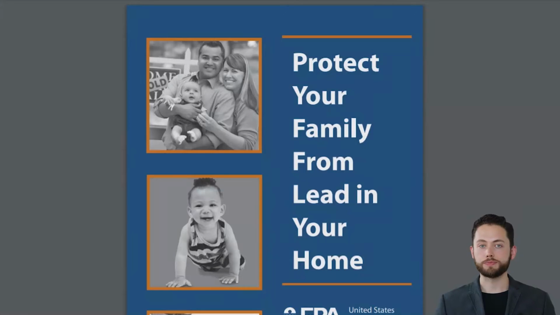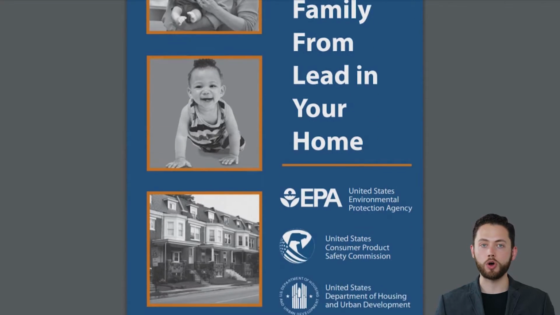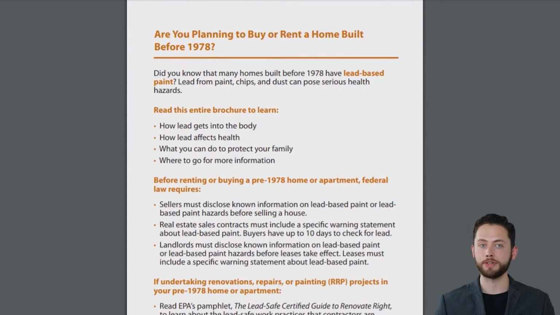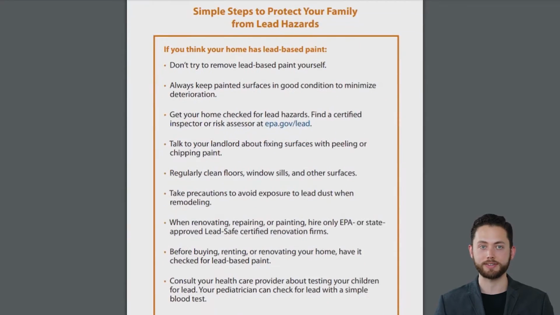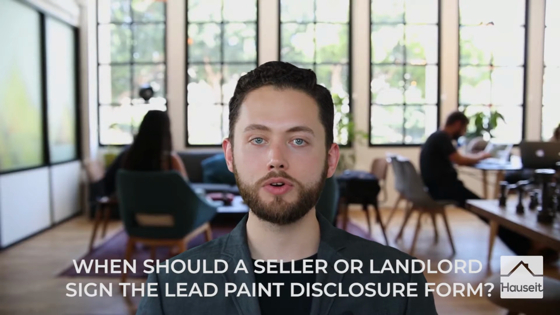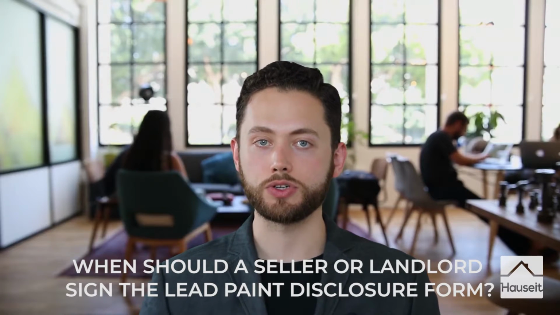Landlords in New York City must also disclose the presence of known lead-based paint and/or lead-based paint hazards in the dwelling. Prospective tenants and purchasers must also receive a federally approved pamphlet on lead poisoning prevention as part of the lead-based paint disclosure process. When should a seller or landlord sign the lead-based paint disclosure form?